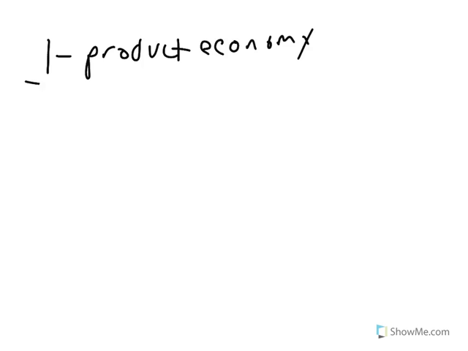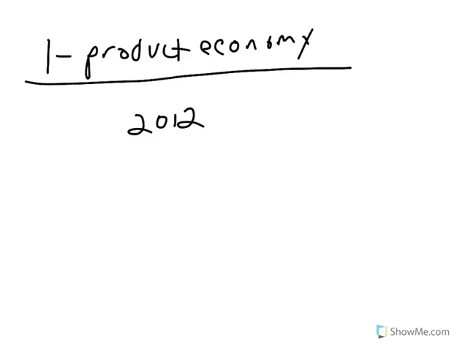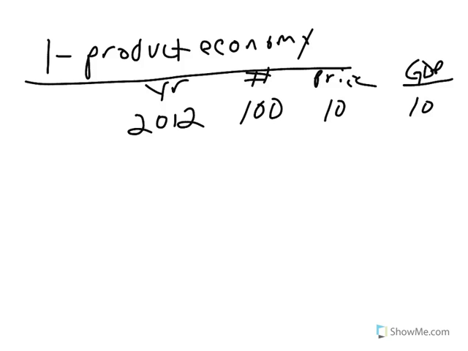The best way to look at this example is to put it in a table. So we have a one-product economy, whatever that one product is. And in 2012, we produced 100 units at a price of $10 for a total GDP of $1,000. And that is found just by multiplying the quantity or number by the price.